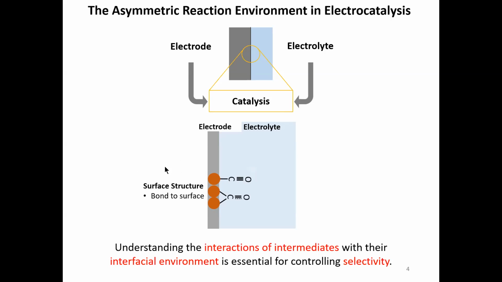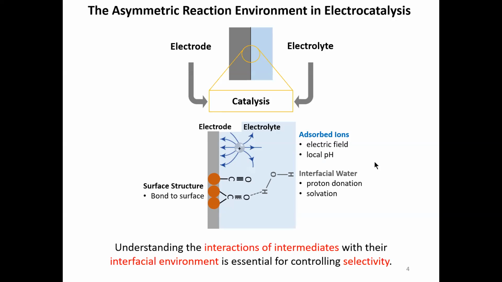We also have to take into account intermolecular interactions between reaction intermediates and electrolyte species. For example, the electrolyte contains cations that produce strong local electric fields that may influence the reaction pathway. We have interfacial water that may act as a proton donor, but also provides the solvation environment. And we also have solution species that may buffer the interfacial pH to different extents and may also act as proton donors and acceptors in the reaction. So therefore, it is critical to understand how reaction intermediates interact with this interfacial environment, and then how this interfacial environment controls the product selectivity at the interface. And that is what my group is focusing on.